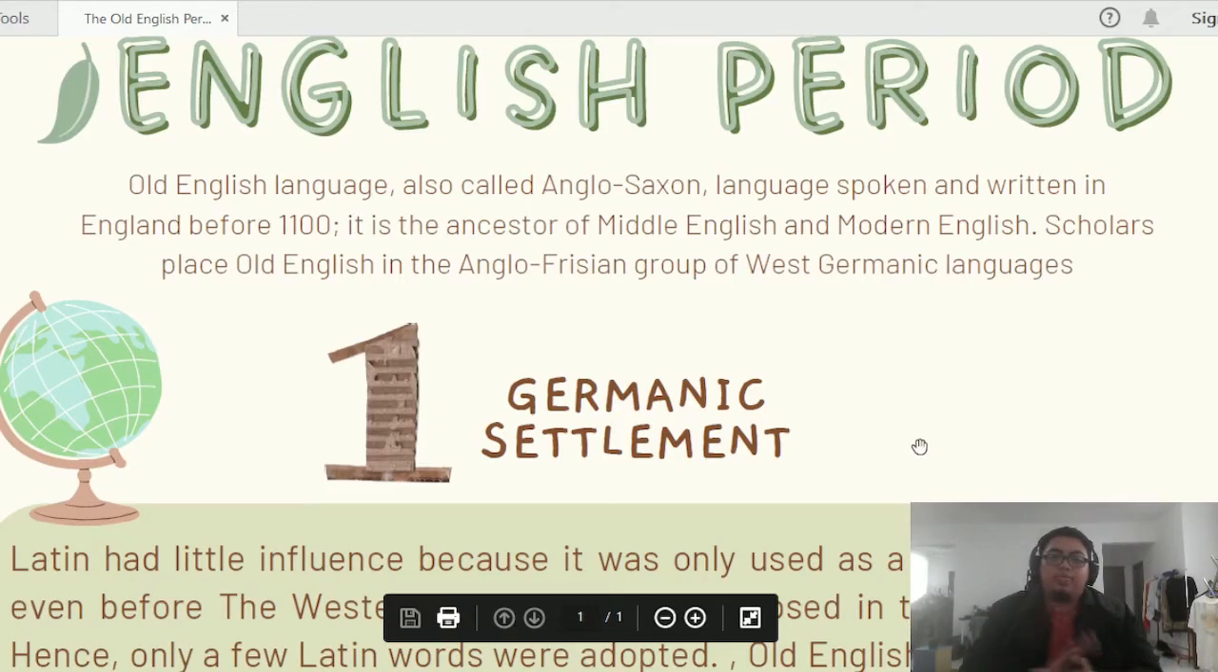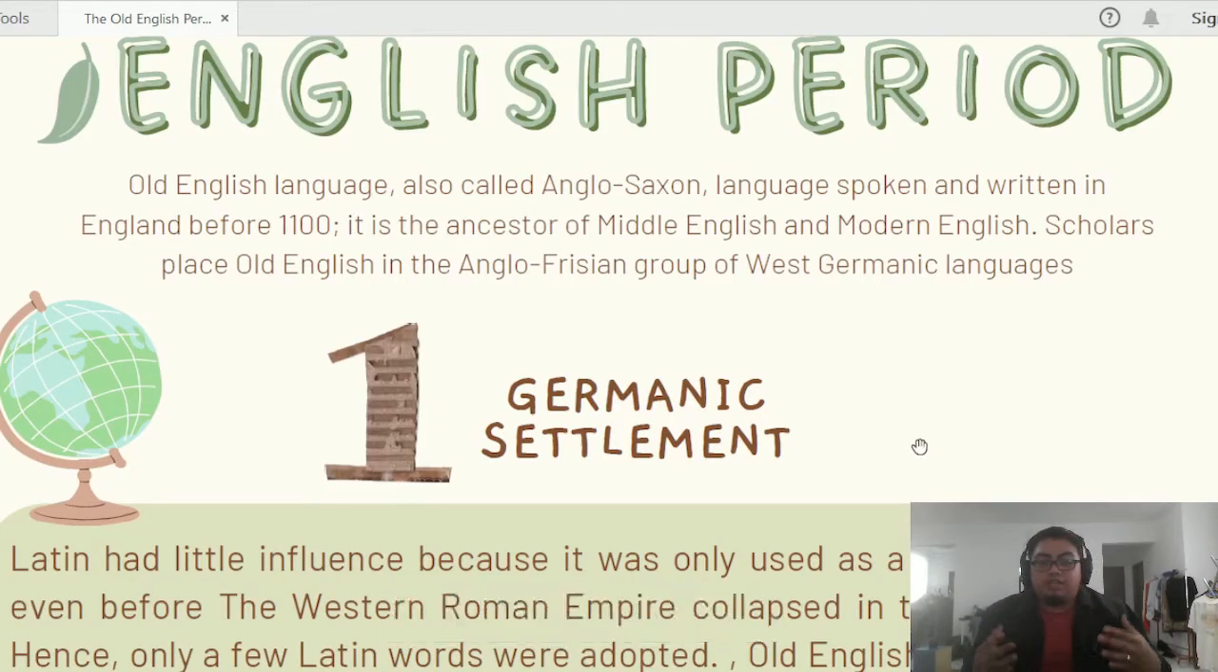Before that, let me explain a bit about Old English. The Old English language, which is also called Anglo-Saxon, is a language spoken and written in England before 1100. It is the ancestor of Middle English and Modern English. Scholars place Old English in the Anglo-Frisian group of West Germanic languages.